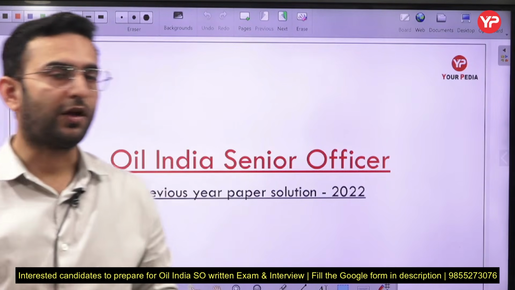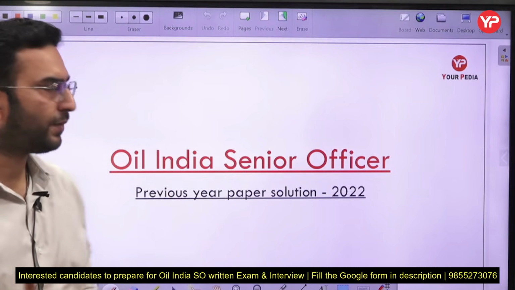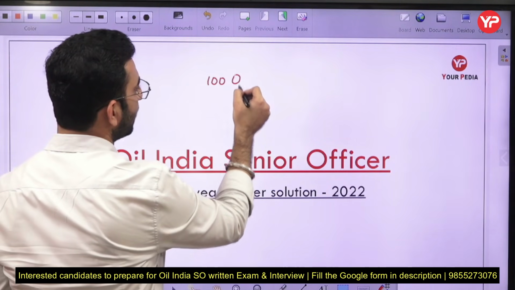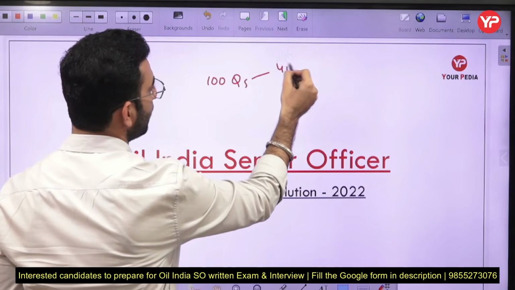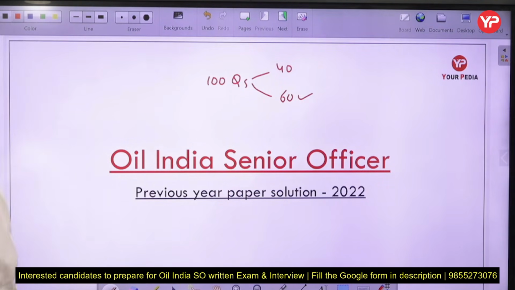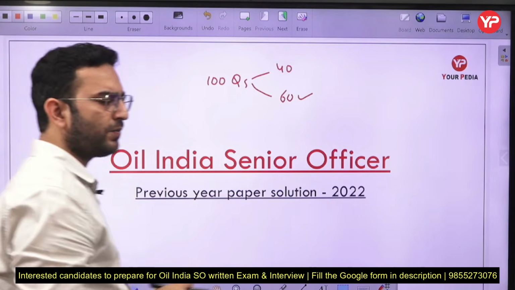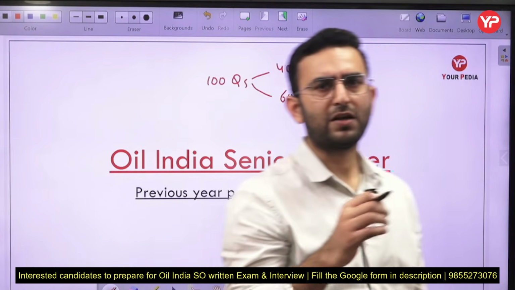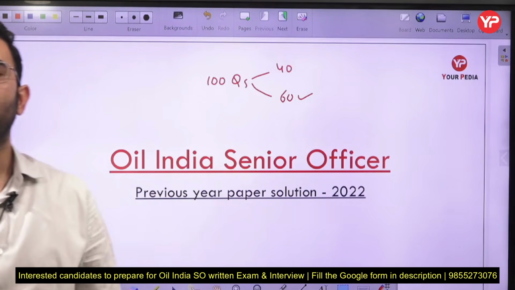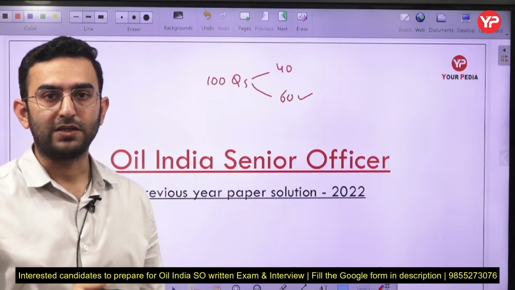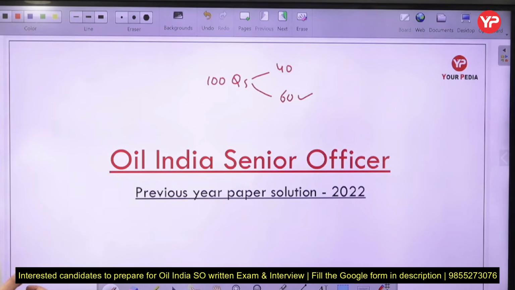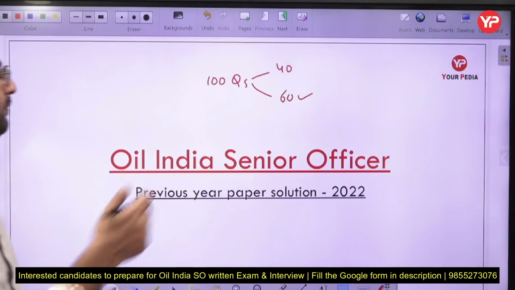If we talk about the paper pattern, I have already told you many times the paper consists of 100 questions. Out of the 100 questions, 40 are from the non-technical part and the remaining 60 are from the technical part. The 60 questions are very simple. Only a few numericals are going to be there, otherwise the theory is very simple, and the numerical levels are very easy, only one-liner numericals. You are going to see it now. Now let us start with the questions.